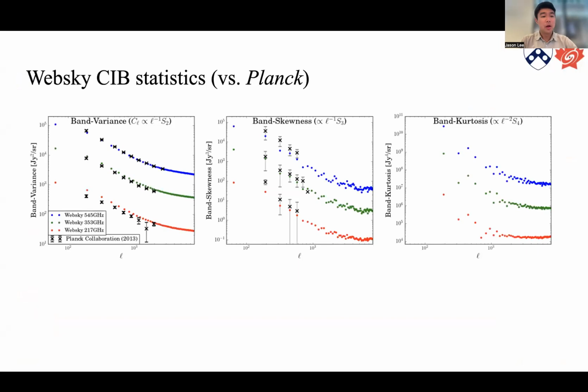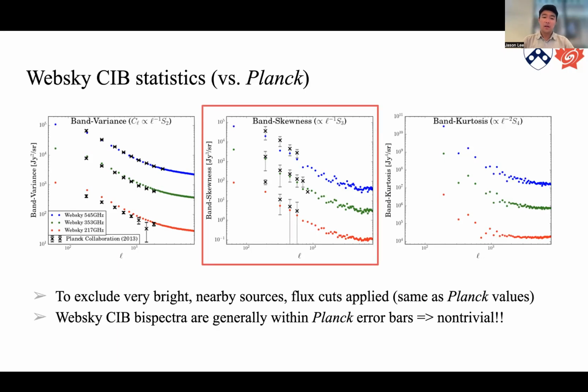First, I'm showing you how our unlensed Websky CIB statistics compare with that of Planck's. From the left is the 2-point, 3-point, and 4-point. You can first see that our power spectra values match pretty well with that of Planck's, but this is of course partly because it's been designed to do so. But in the middle, you'll see that our Websky bispectra values match Planck values pretty well as well, and this is very non-trivial because we have not induced any non-Gaussianity parameters into the simulations.